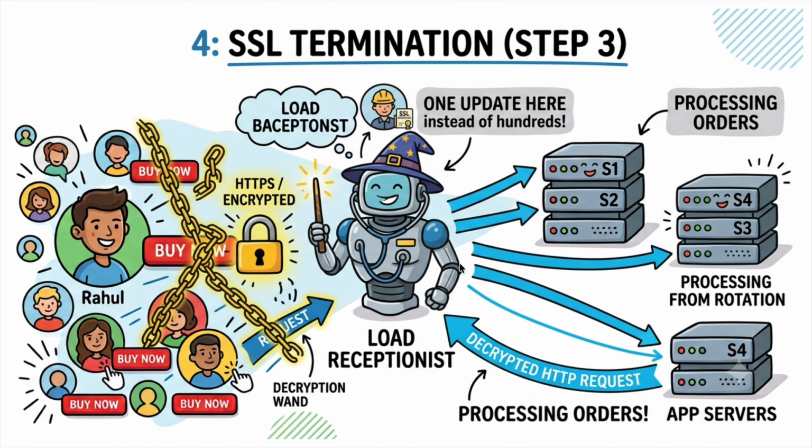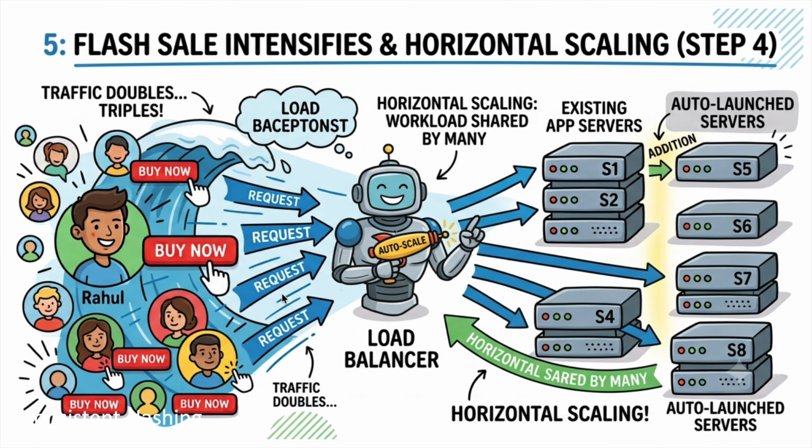There's another advantage. When the SSL certificate expires, engineers update it only on the load balancer instead of hundreds of servers running in the background. Now, suddenly, the sale becomes even more popular. Traffic doubles, then triples. Soon millions of new customers arrive. Without a load balancer, everything would collapse. Instead, new application servers are automatically launched. The load balancer immediately starts sending requests to these new servers. Customers never notice that the infrastructure has grown behind the scenes. This is what we call horizontal scaling.